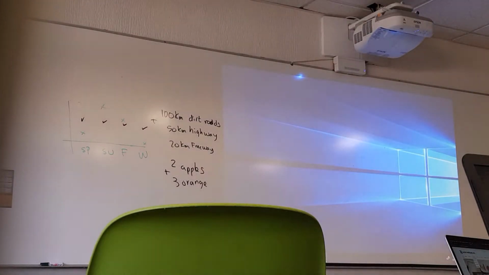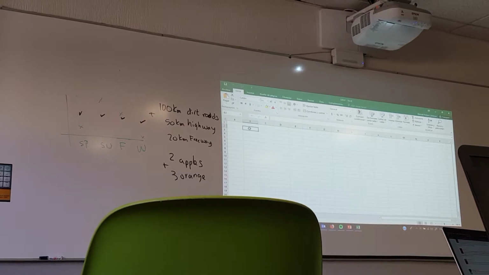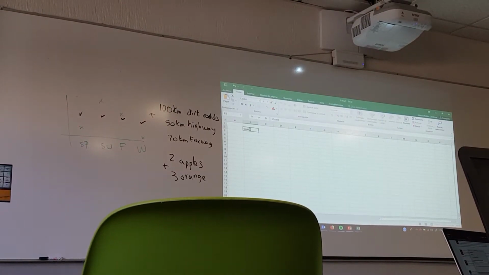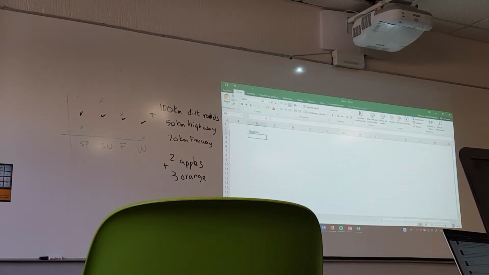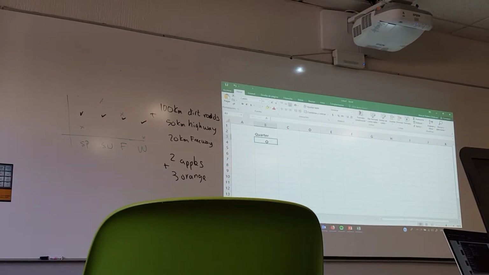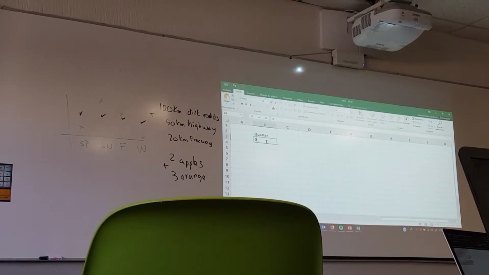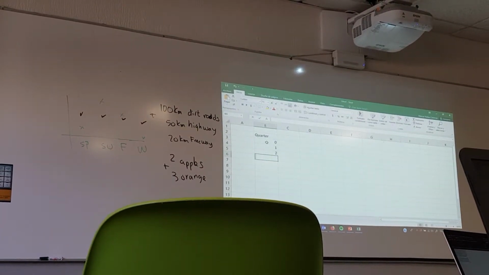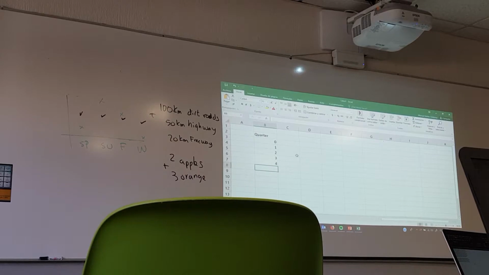So, in the cells, I have the quarters like this. And I'm going to start with quarter 0, because remember that we have an initial condition that says we have 11 workers at the beginning. So this is what I'm going to use. So this is 0, 1, 2, 3, and 4. The 4 quarters.